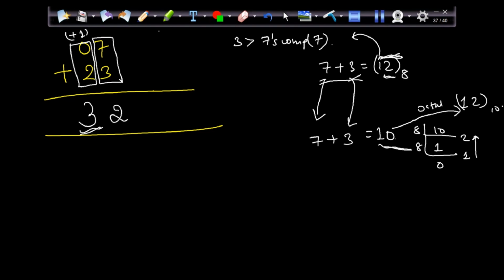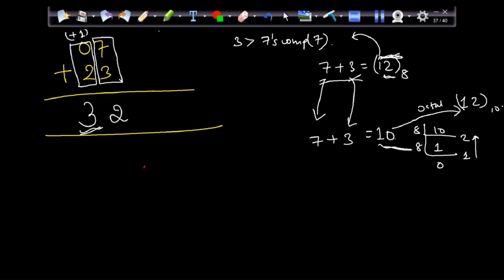In case of octal, because the number of digits in octal is less than the number of digits in decimal, the symbols used in octal are the same symbols used in decimal, right? But in case of hexadecimal, there are symbols after 9: A, B, C, D, E, F. These symbols are not there in decimal.